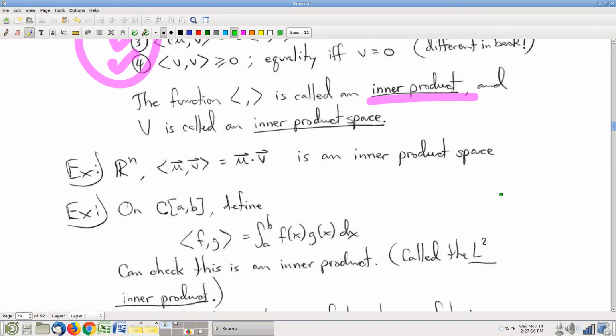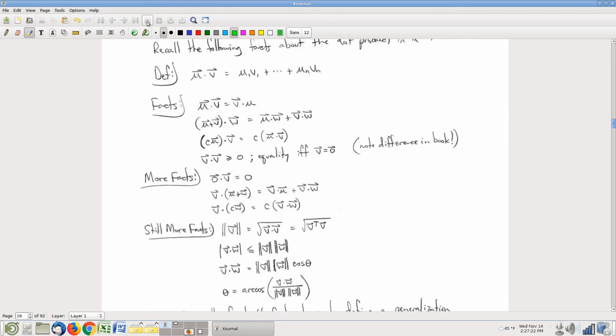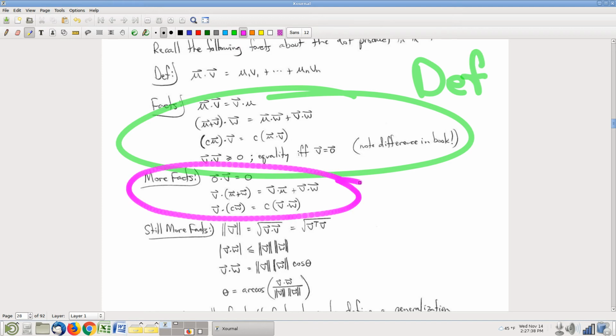Okay, so going back to our list, we had this long list of properties that dot products satisfied. I broke them up into three groups. The distinction that this group of four properties has is that these make up our definition. As a result, these are free and automatic, and I don't have to check them. Those are freebies once you've checked the green ones.